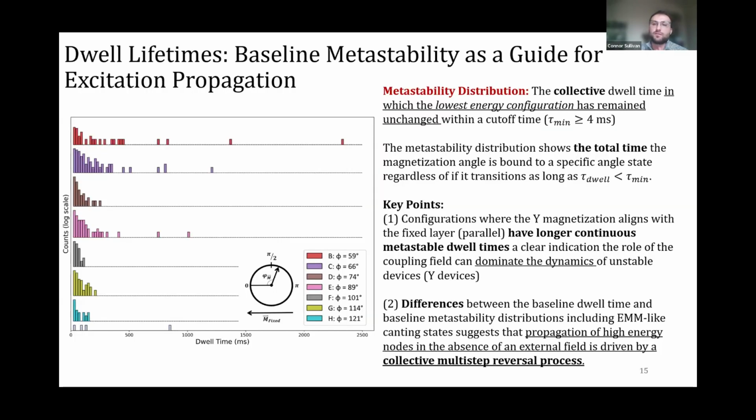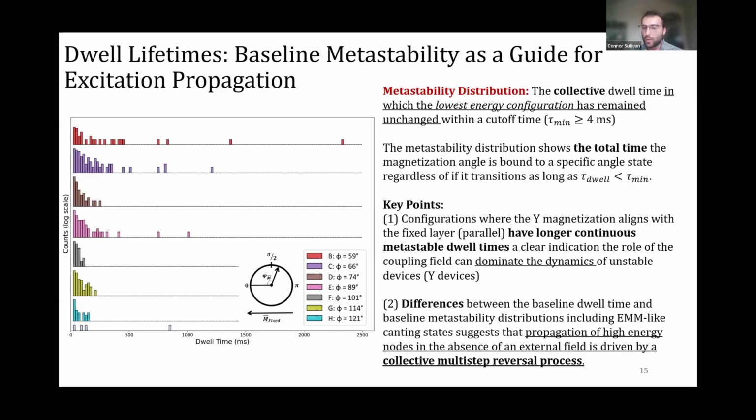We can do something different. Instead of calculating the dwell time distribution, we can calculate a metastability distribution. So basically asking how long do we dwell in a particular metastable state. And the fact is that, although we see lots of interactions at a 50 millisecond time window, and we saw lots of different clusters, we can actually observe these very long range metastable states in the Y devices.